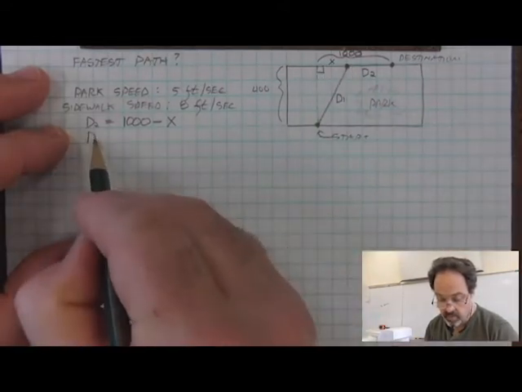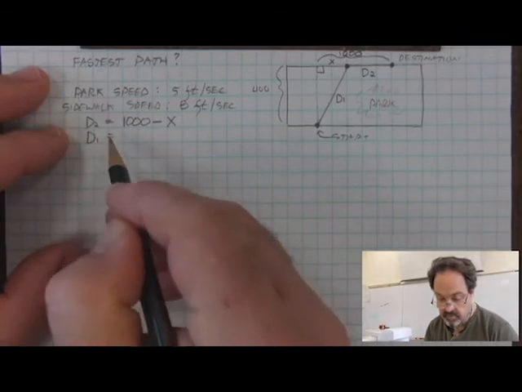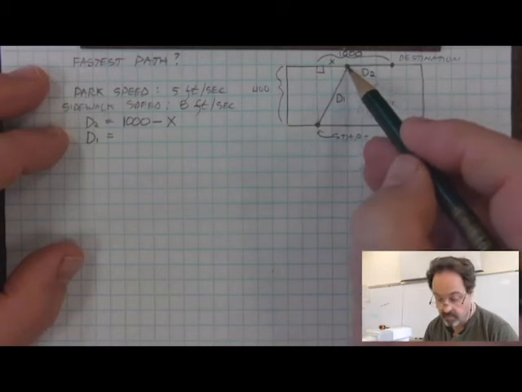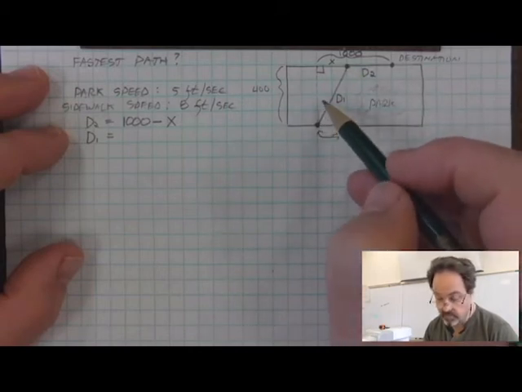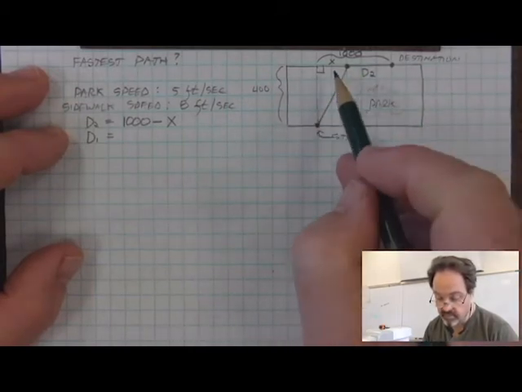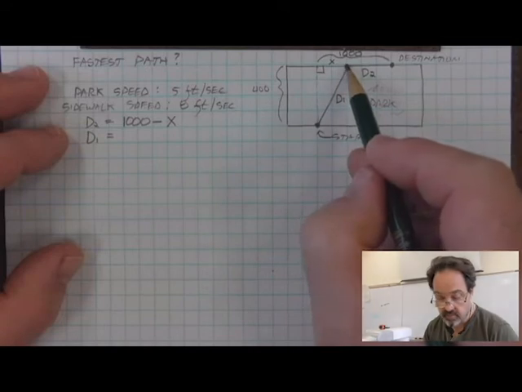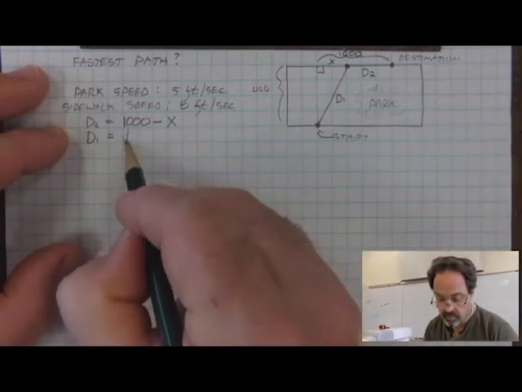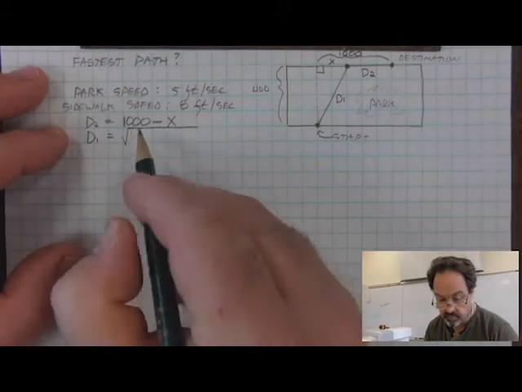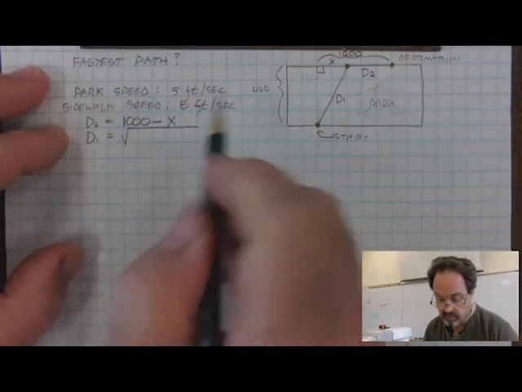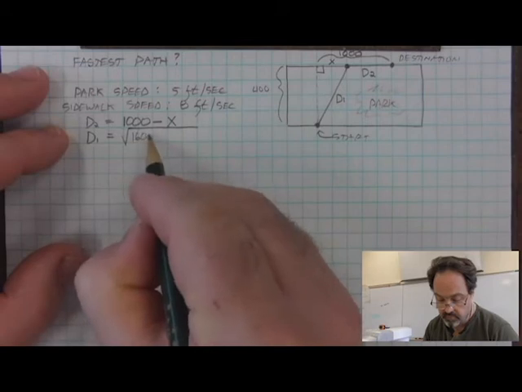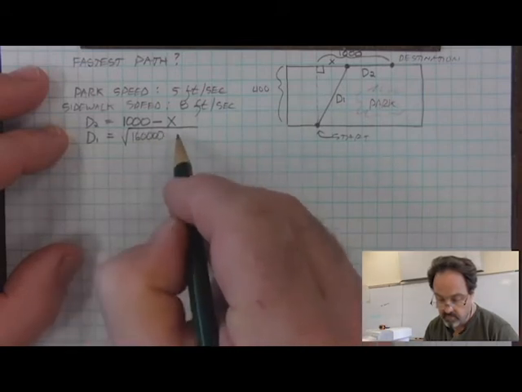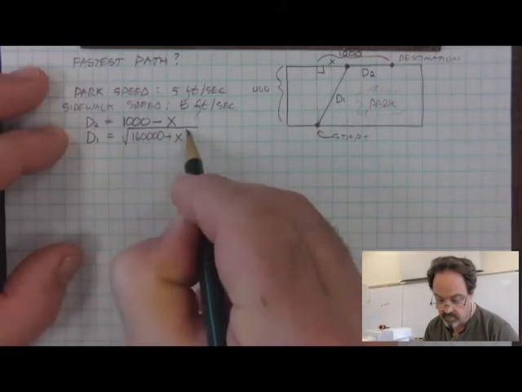And d sub 1 is going to come from the Pythagorean theorem as the hypotenuse of a triangle whose legs are 400 on one side and x on the other. Using the Pythagorean theorem to solve for d sub 1, I'll get d sub 1 is equal to the square root of 400 squared, or 160,000, plus x squared.